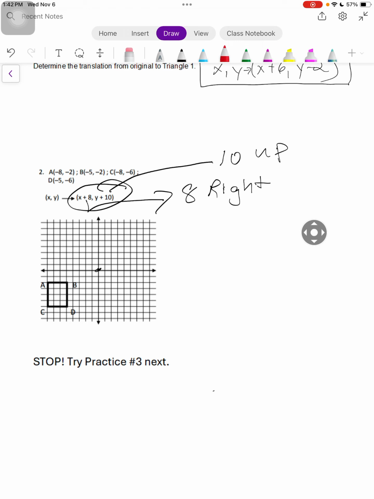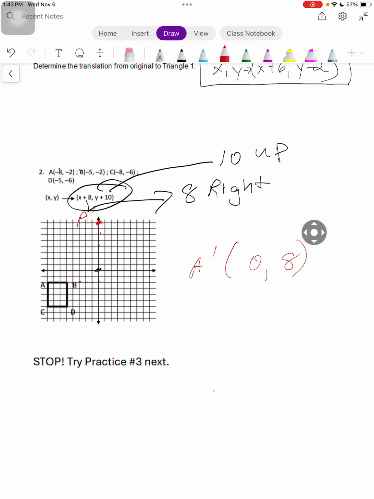So we're going to start with the A. I'm going to go 8, which I'm going to do the math in my head to get from negative 8 and add 8. We're going to be at 0. So let's see, 1, 2, 3, 4, 5, 6, 7, 8, and then up 10. So 2, 4, 6, 8, 10. Okay, so there's our new A prime. What that's going to be for A prime is 0, comma, positive 8.